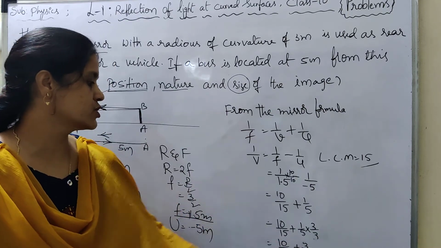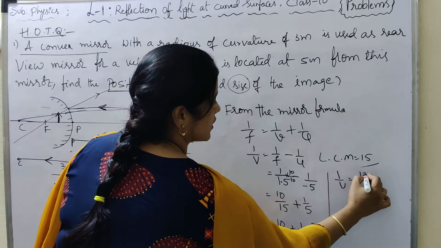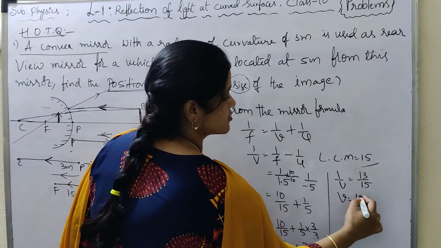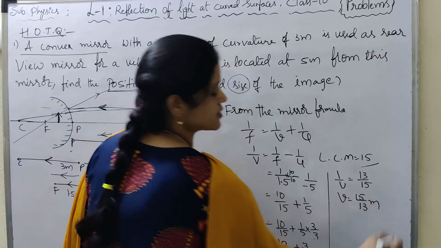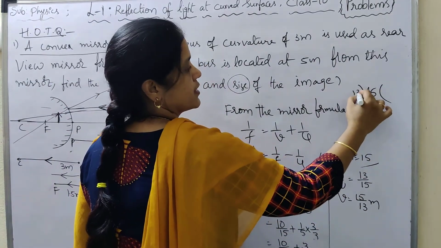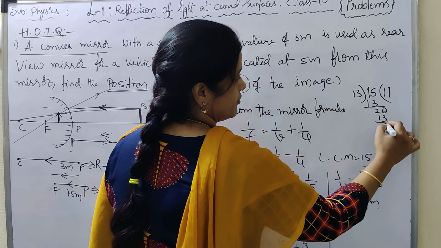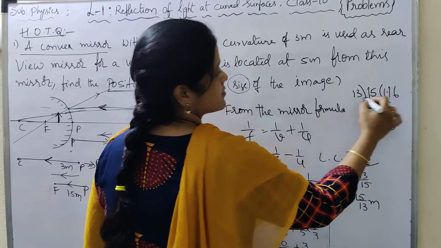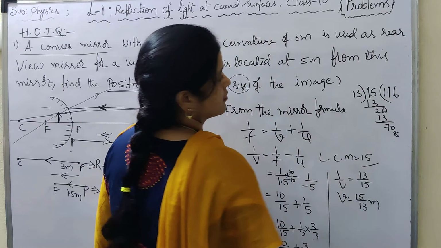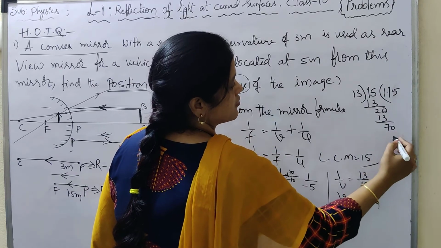10 plus 3, both are positive. You are getting 1 by V is equals to 13 by 15. Then reverse it, you will get V is equals to 15 by 13 meters. And simplify 15 by 13. 15 by 13 one time. Then 2, 0. Again one time. 7. So 0, 6 times 6, 13s are 13 only, na? 5 times. It goes 5 times 65.